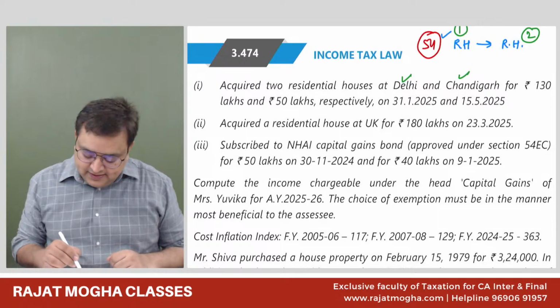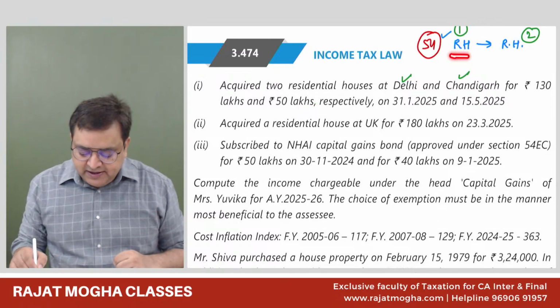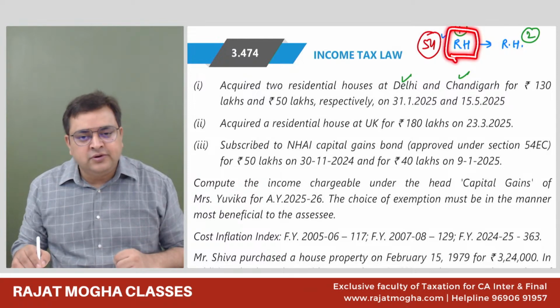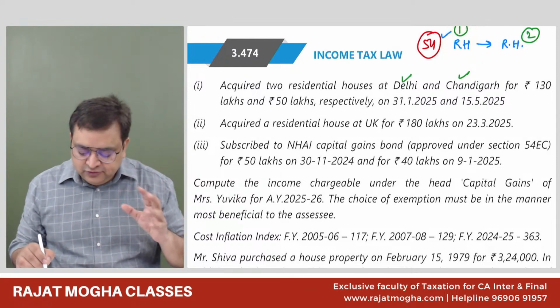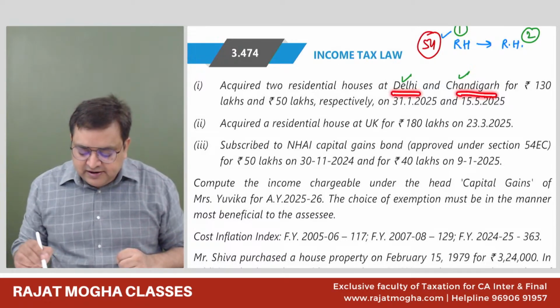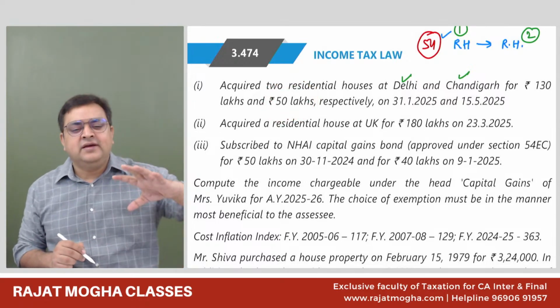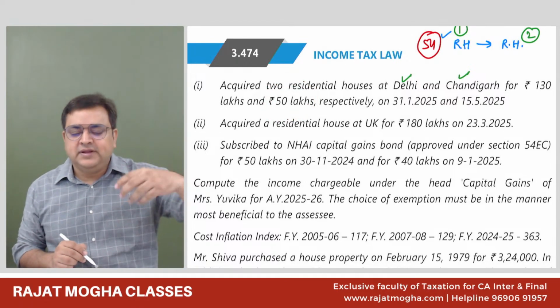Now we will see how much the capital gain would be. If the capital gain is more than 2 crore, then only one house is eligible. So tell me, for the benefit of the assessee, which house will you take, the Delhi house or the Chandigarh house? The Delhi house is 130, the Chandigarh house is 50. If it is up to 2 crore, then we can take both.